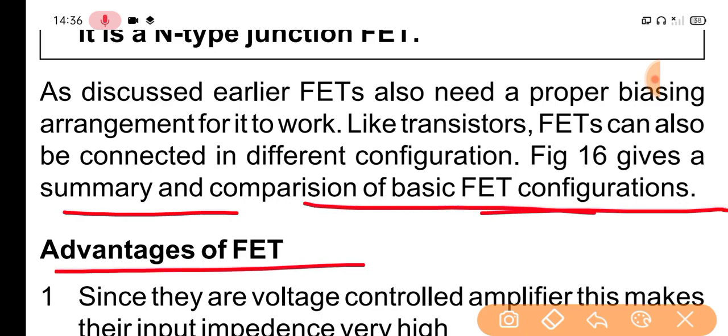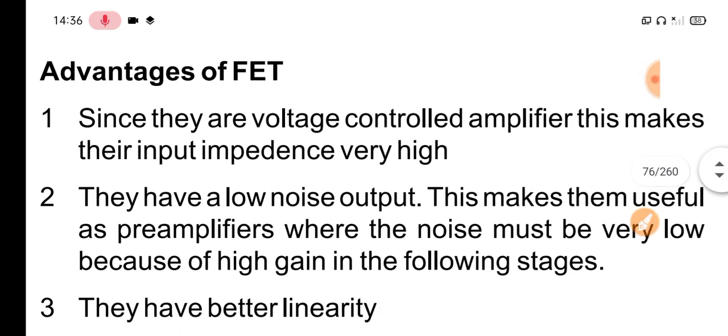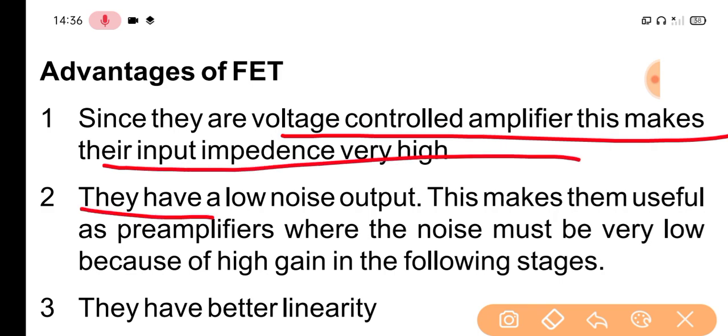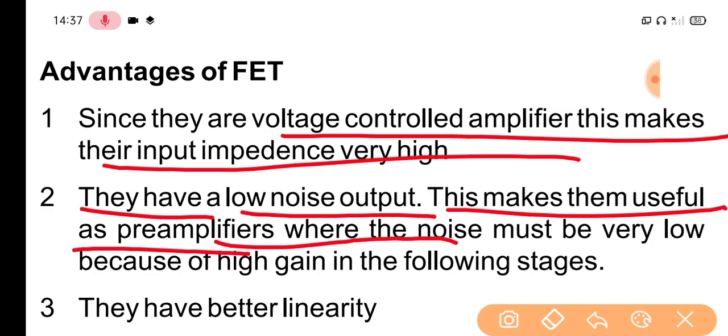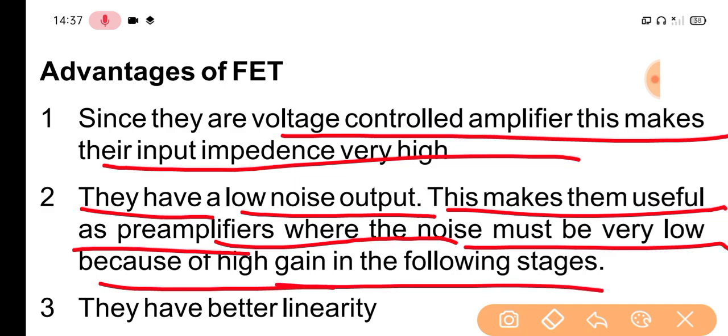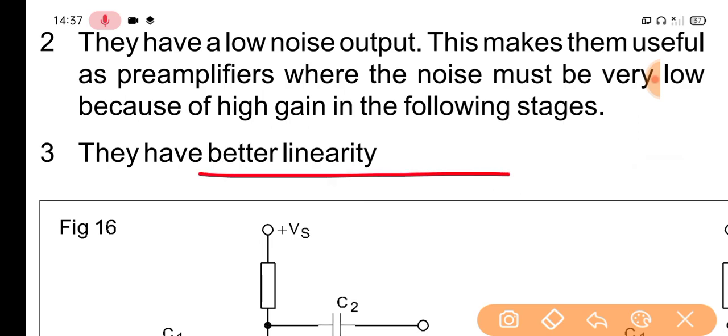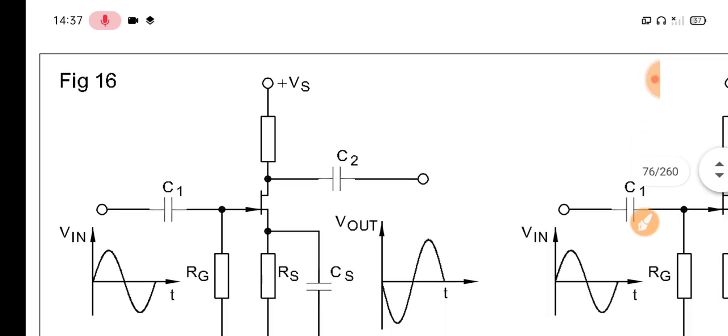Advantages of FET: since they are voltage controlled amplifiers, this makes their input impedance very high. Two, they have a low noise output. This makes them useful as preamplifiers where the noise must be very low because of high gain in the following stage. They have better linearity. Given in picture 16.